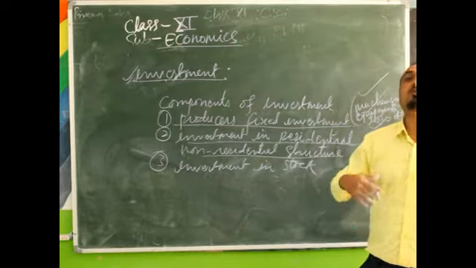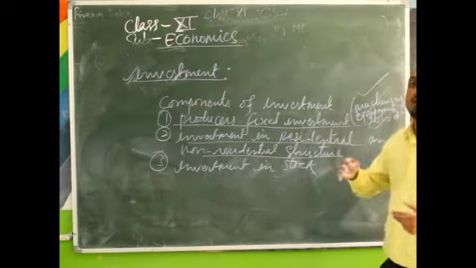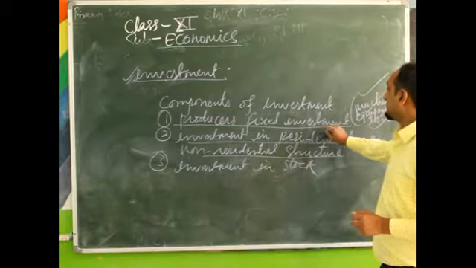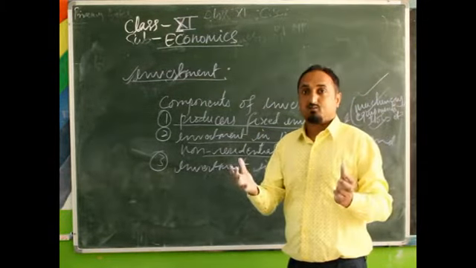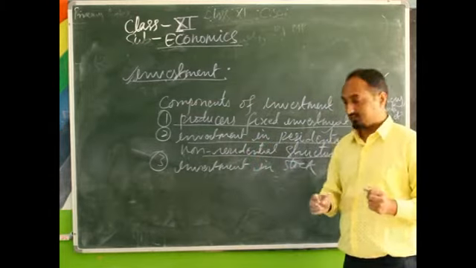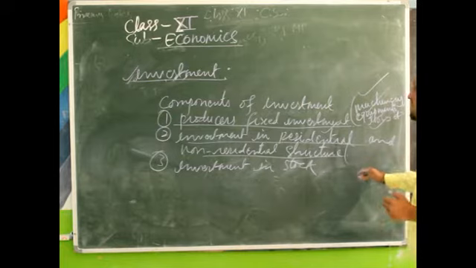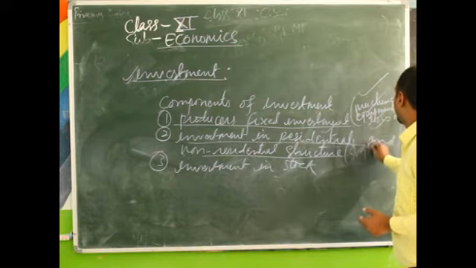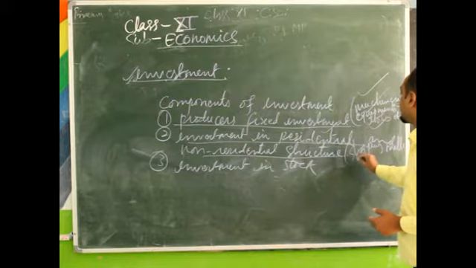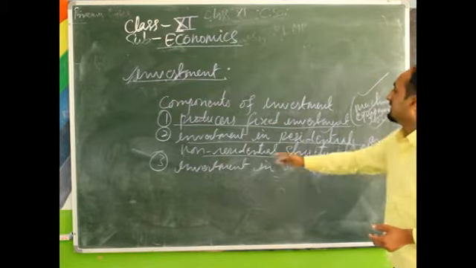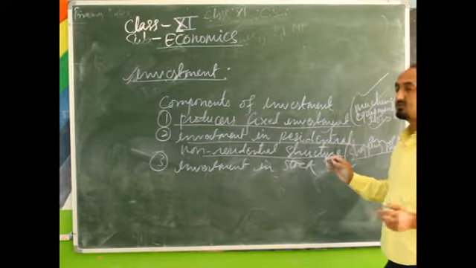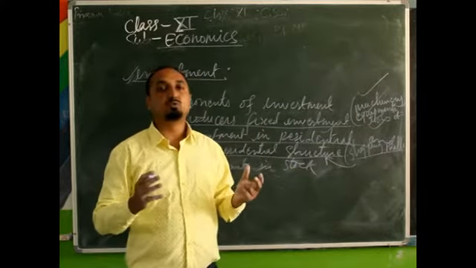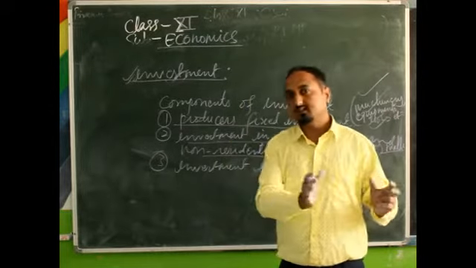Now next one, investment in residential and non-residential structure. When you are constructing more and more buildings, those buildings can be used for residential purposes as well as non-residential purposes. Residential purpose means using them as flats or residential complexes. Non-residential means buildings used for shops, different offices, shopping malls, etc. So those are included in investment in residential and non-residential structure. Once again, residential structure means once you have constructed buildings, and if that building is used for residential houses, that is your residential structure.